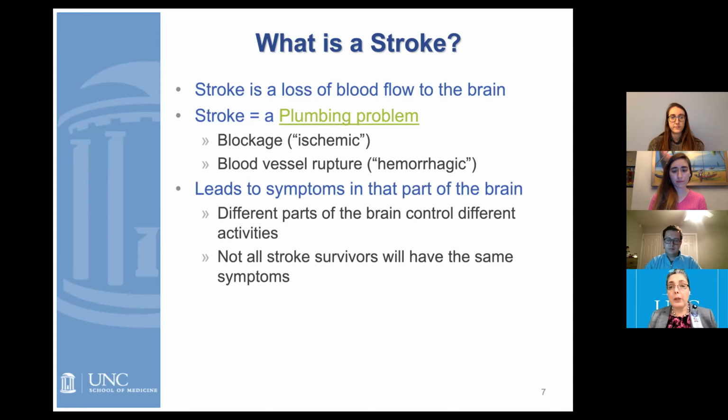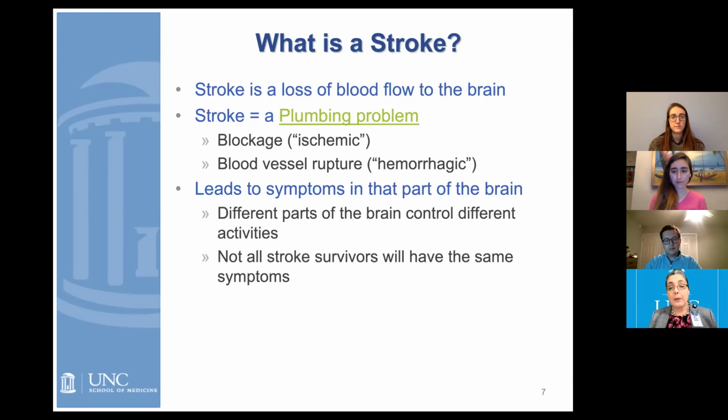So when we experience a problem with the plumbing to the brain, we then have symptoms that are referable to that part of the brain. And as Sarah beautifully outlined, there are so many different parts of the brain that control very unique portions of our body. As Sarah mentioned, the left brain is typically responsible for the right side of our body and vice versa. And uniquely, for most right-handed people, the left brain is also responsible for the production of language and the understanding of language. And so if the stroke happens to be on the left side of the brain, it will likely cause trouble with language if the person is right-handed, and right-sided symptoms. And we'll talk some more about that in a moment.